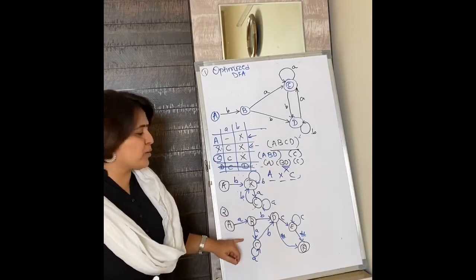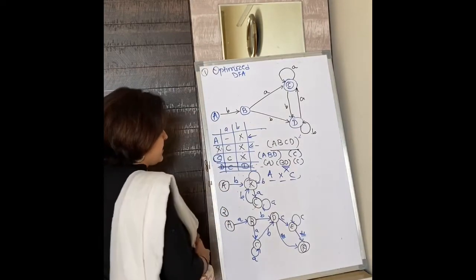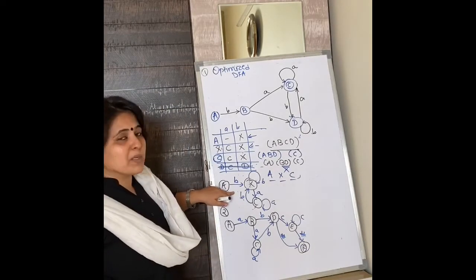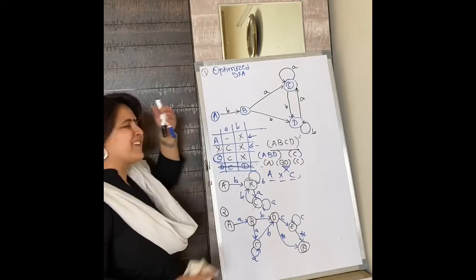Now the same method you are going to apply on this. So let me clear the content which I have upwards. I hope you have drawn this optimized DFA. I am going to rub it off and do the calculation of this upwards. Okay.